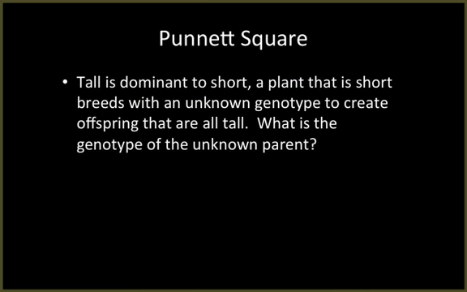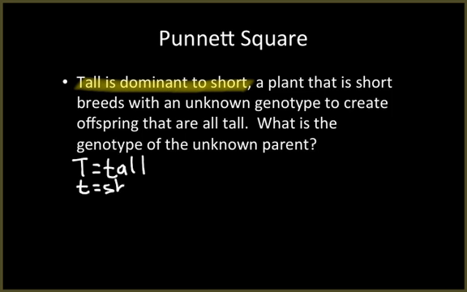This problem is a little bit trickier because it's not asking you for offspring this time. It gives you offspring, but you need to figure out what the unknown parent is. So let's analyze this. Tall is dominant to short, so let's go ahead and label that. We're just going to use big T for tall and little t for short.